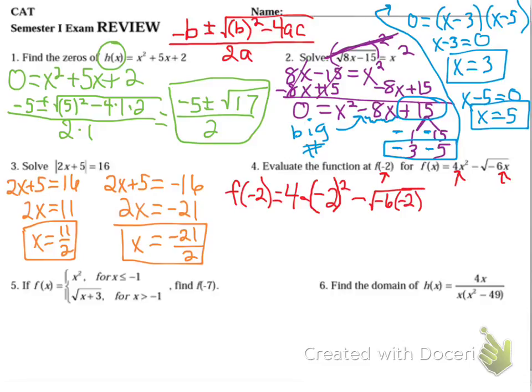So again, all I did was replace every x up here, and I'm going to go ahead and highlight those in red for you, okay? Every x up there, all I did was replace them with a negative 2 down here. When I do this math, I find out that f of negative 2 equals, well, negative 2 squared is 4. 4 times 4 is 16 minus. Negative 6 times negative 2 is a positive 12.